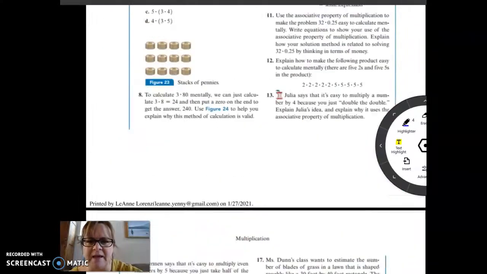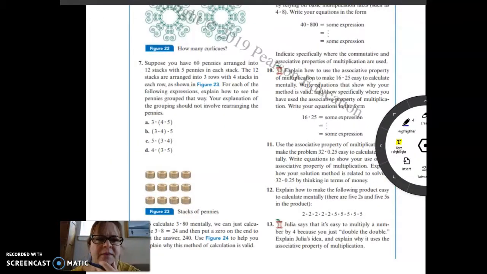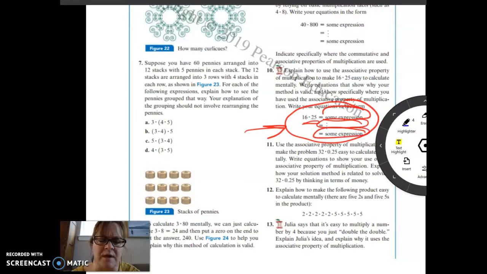You also did number 10 in this section. So you had to explain how the associative property of multiplication works to help us make 16 times 25 easier to calculate mentally. These properties are wonderful for practicing mental math. So then you had to write equations to show why your method is valid. Notice that in the problem, in the text, it shows you that you are to set this up in this way. It's just helping you think through the steps mentally. So 16 times 25, you're going to write some expression, then you're going to write another expression, then you're going to write another expression. So try to set it up this way. Really, again, that's just a practice of your mental processes.